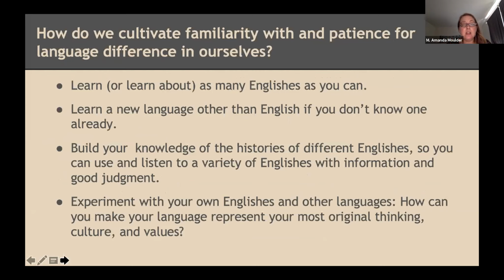But here's what does work. Learning or learning about as many Englishes as you can, learning a new language other than English if you don't know one already, building your knowledge of the histories of different Englishes so that you can use and listen to a variety of Englishes with information and with good judgment, and then experimenting with your own Englishes and other languages. How can you make your language represent your most original thinking, culture, and values? And that's all I have.